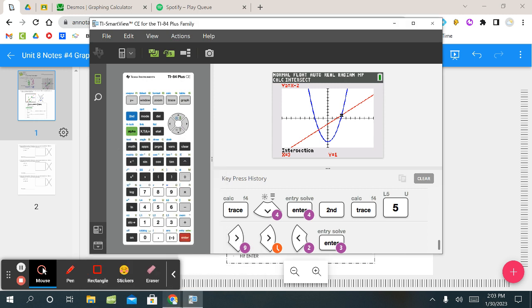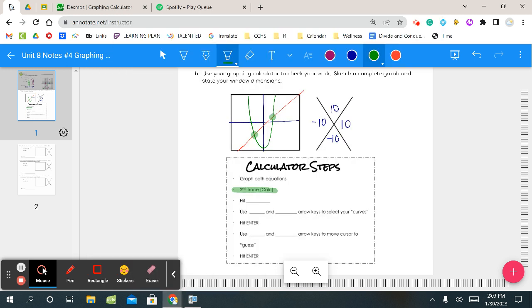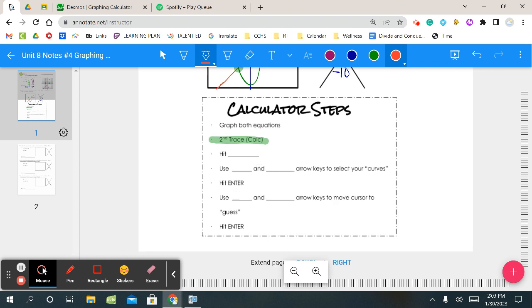Okay, so on my paper, I'm going to hit intersect. And then we're going to use the up and down to go in between your curves, which ours we can just press enter. And then you're going to use your left and right arrow keys to move closer once you try to find that second intersection point. So make sure you guys get those down.